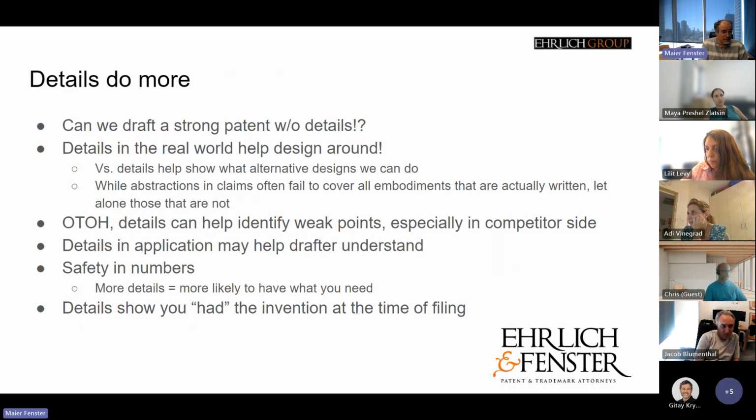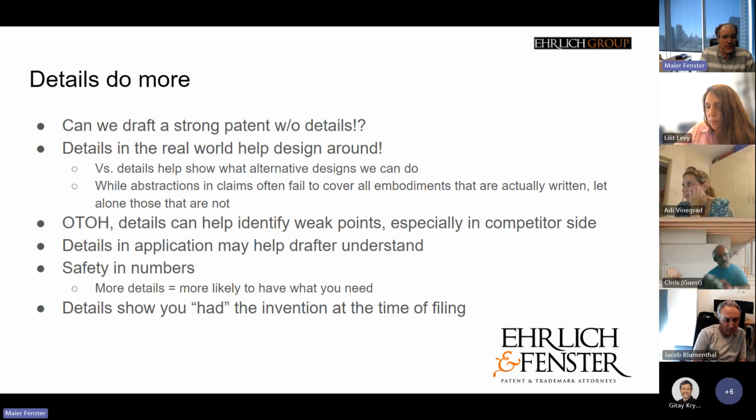Now, details do more than just formal requirements. It's very difficult to draft a strong patent without details. Why? Because in the real world, people use the details in order to design around. A lot of engineering work is figuring out which details in the real world can be used as a shortcut. Instead of solving the real problem, you solve some sort of shortcut problem. At the same time, details in the application help you show what other alternative designs should be covered.